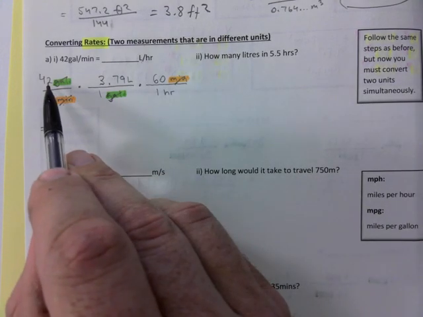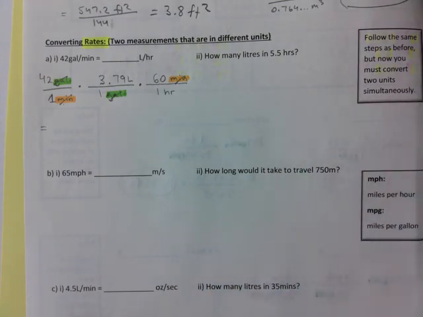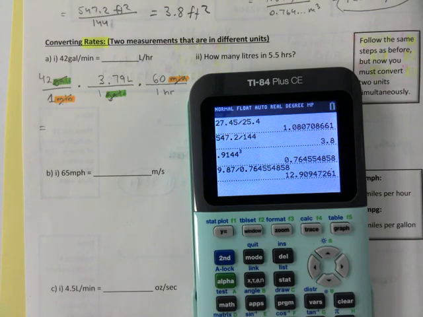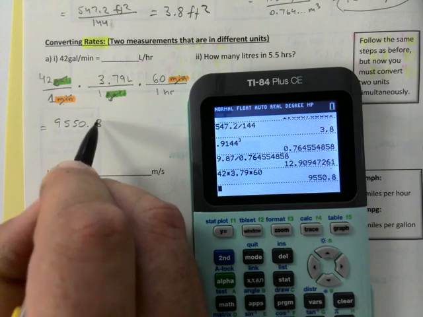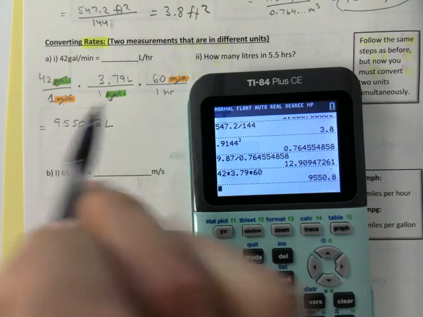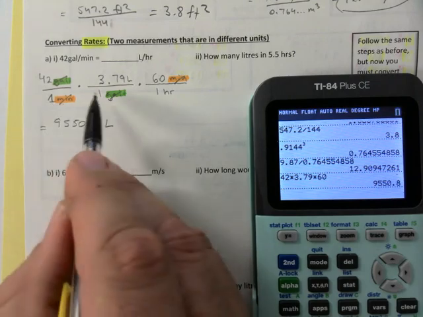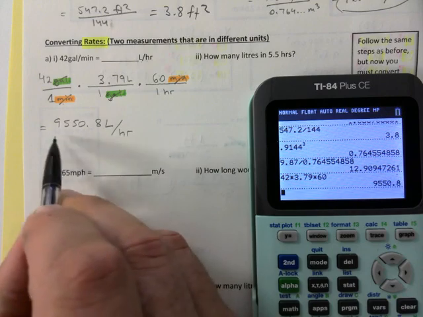And so now I want you to multiply out everything in the numerator, and I kind of skipped that part on my notes. So I'm just going to go 42 times 3.79 times 60. That's 9,550.8. And what am I left with? I'm left with liters, right? And I'm left with 1 hour, right? Because this is 1 times 1 times 1. No need to do that, right? So we're just going to say, hey, we're good to go here.